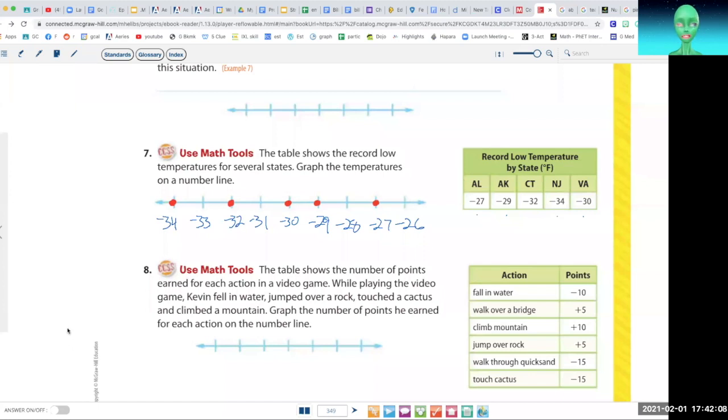All right, last one, guys, number 8. So it says the table shows the number of points earned for each action in a video game. While playing the video game, Kevin fell in the water, jumped over a rock, touched a cactus, and climbed the mountain. Graph the number of points he earned for each action in the number line. So let's look at all of these. I see that it ranges from -15, that looks like the lowest, to +10. And they all go by 5, so I'm probably going to graph and label this by 5.